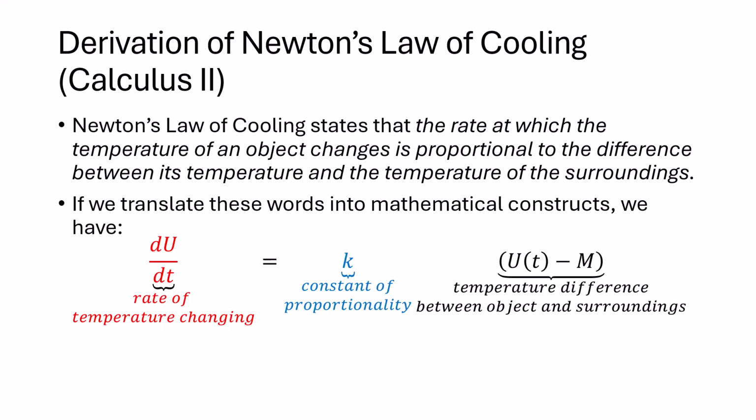In fact, it's the instantaneous rate of temperature changing. The value of k is a constant of proportionality, and the temperature difference between the object's temperature and the temperature of the surroundings is represented by u(t) minus M. M is the temperature of the surroundings. u(t) will be the temperature of the object at time t. So this is our differential equation.